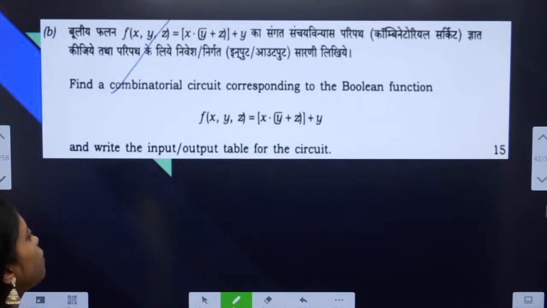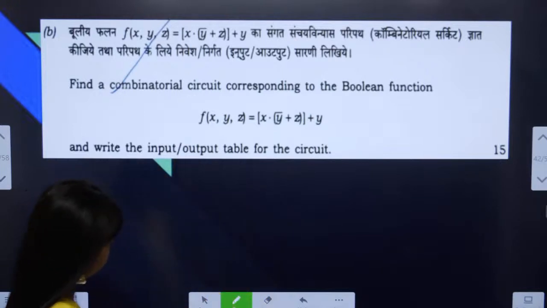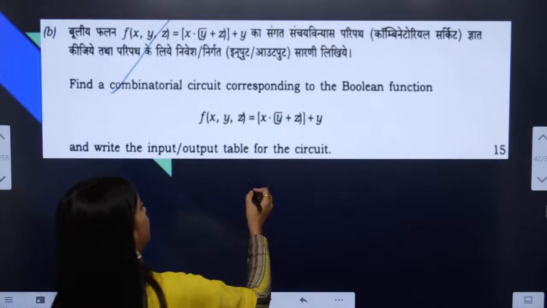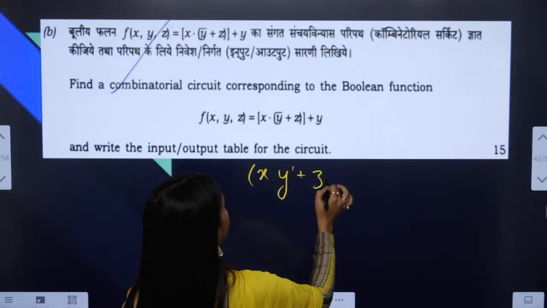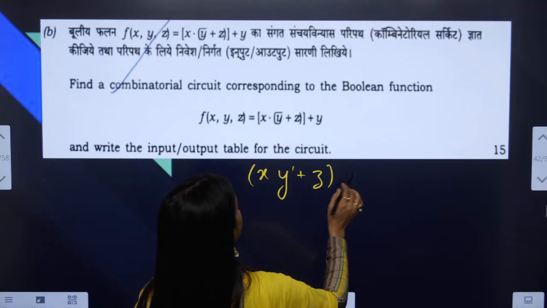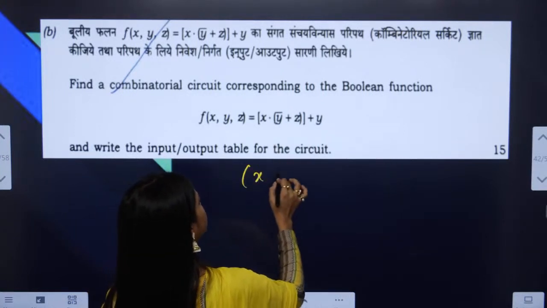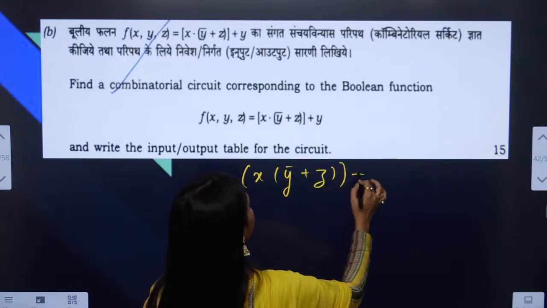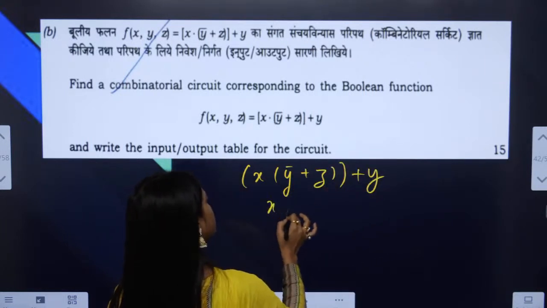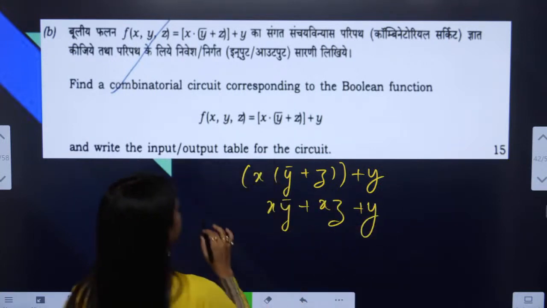A circuit corresponding to the Boolean function f(x, y, z). Okay, so let me write it: x dot y dash plus z times... no, sorry, this is actually x y negation plus z plus y. So this is x y dash plus x z plus y. This is your function.